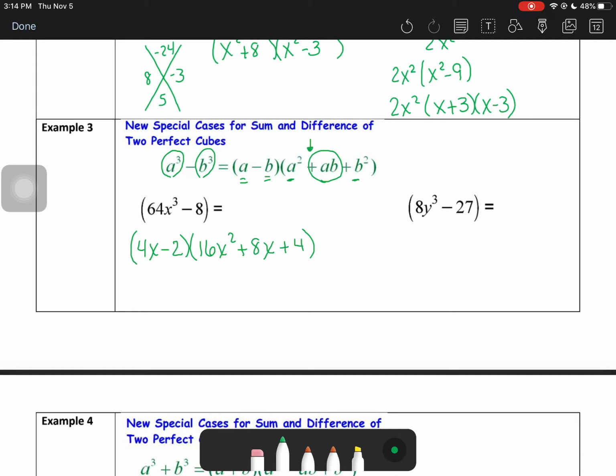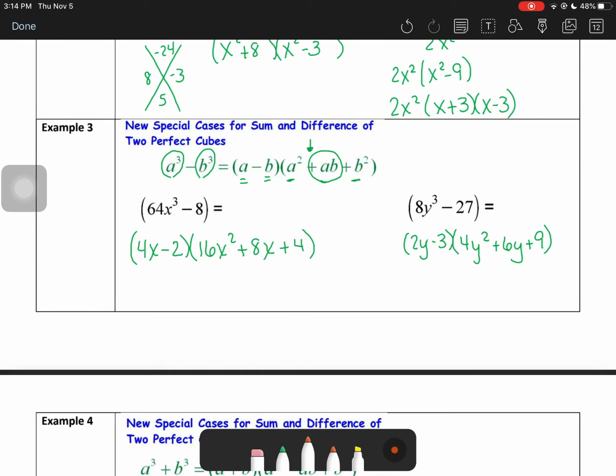In our next example, we have 8y cubed minus 27. We want to know what the cube root of 8y cubed is. That's going to be 2y, and the cube root of 27 is 3. We're going to square the 2y, which is 4y squared. We're going to multiply the two together. 2y times 3 is 6y, and change it to addition. And then we're going to square the 3, which is 9.